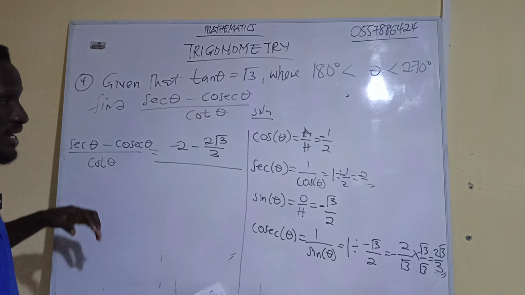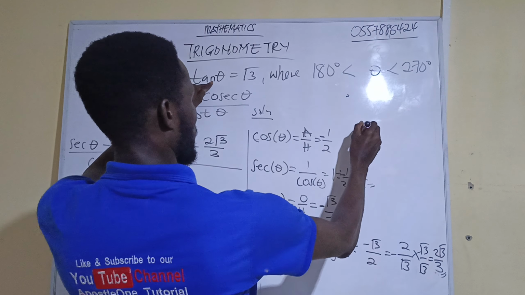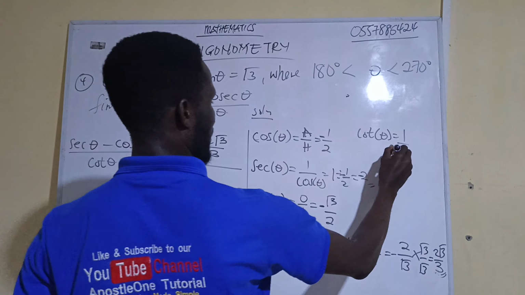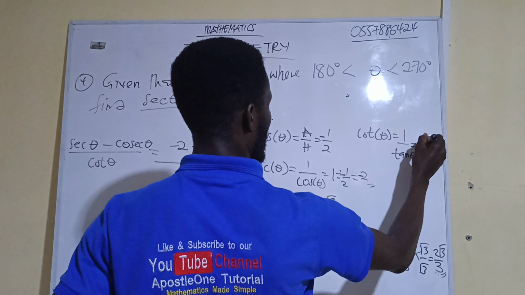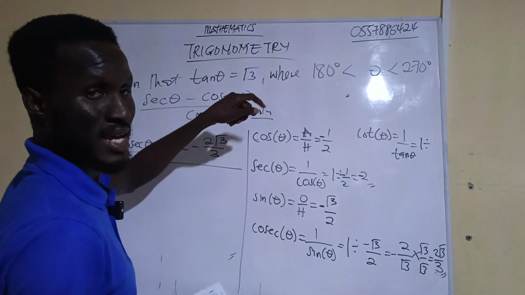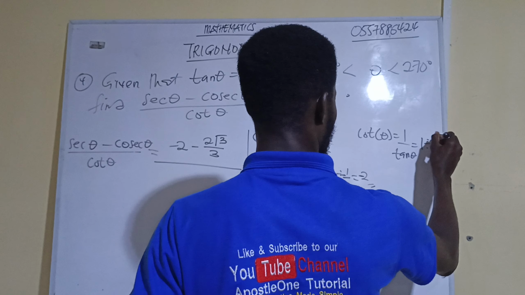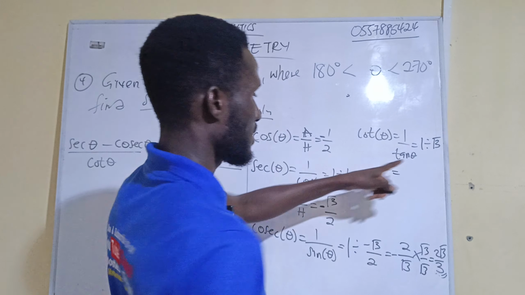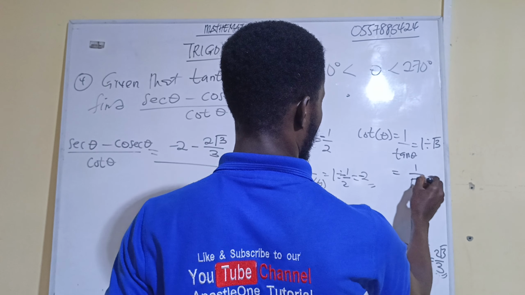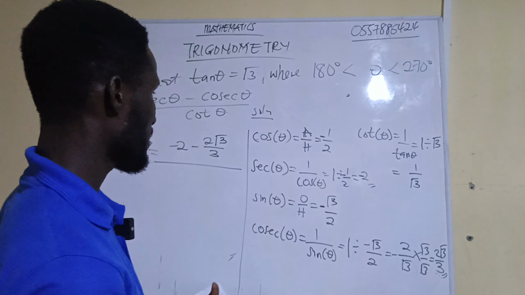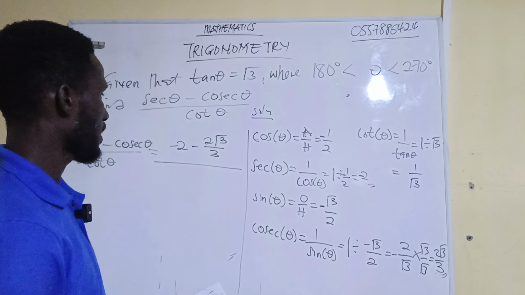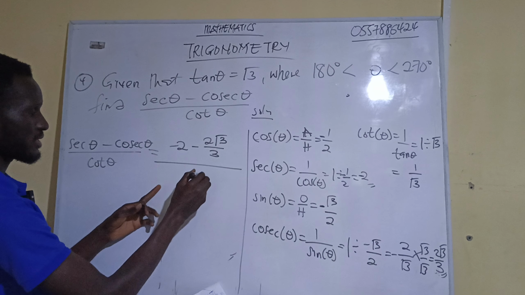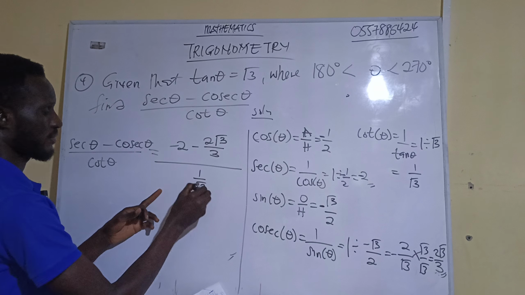We haven't solved for cot theta. Now, let me solve for cot theta here. Cot theta is 1 over what? Tan theta. So we have 1 divided by tan theta, and tan theta is root 3. Tan theta was given in the question. So what will be cot theta? Cot theta will be what? 1 over root 3. I hope it's simple. It's simple like that. Now divided by cot theta, which is 1 over root 3.